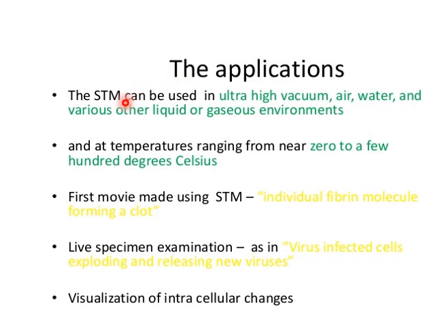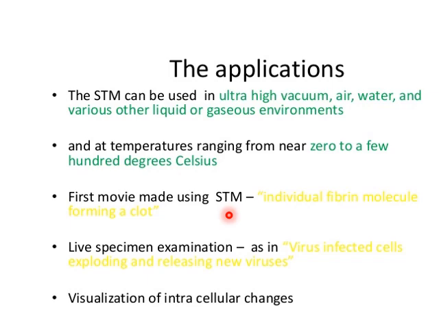Application of STM: STM can be used in ultra high vacuum, air, water, and various other liquids. We have seen that in scanning electron microscopy and transmission electron microscopy, only a vacuum is used. Here air, water, various liquids or a gaseous environment can be used, because the electrons flow across a very small distance between the probe and the sample, and this atmosphere will not affect the flow of electrons. A temperature ranging from near 0 to a few hundred degrees Celsius can be used during its application.